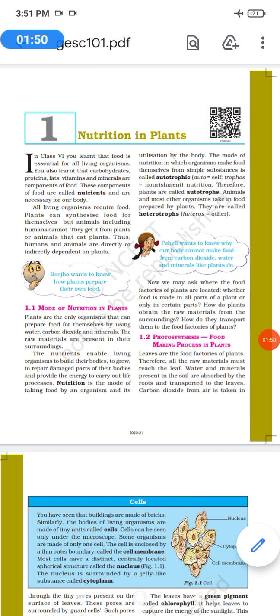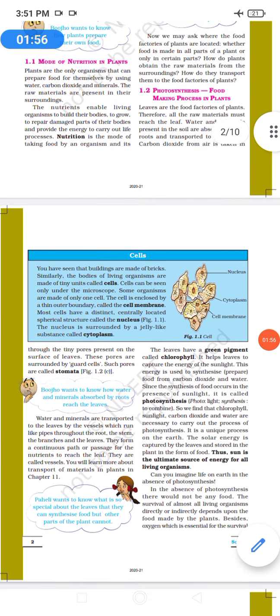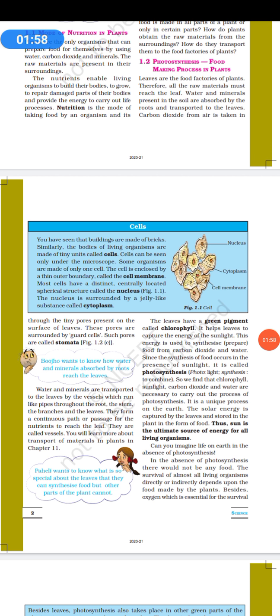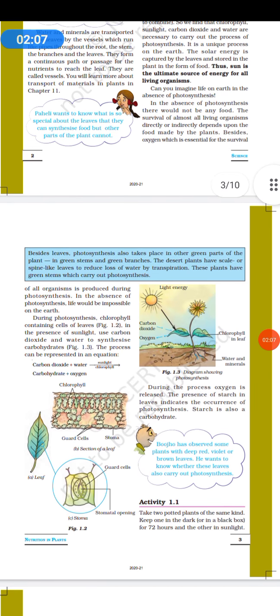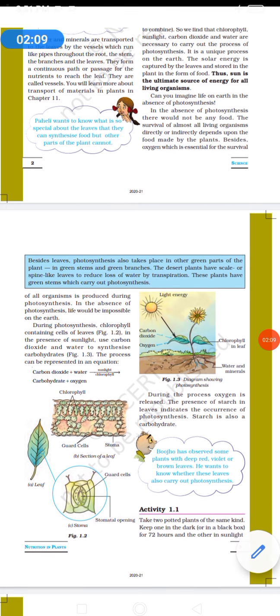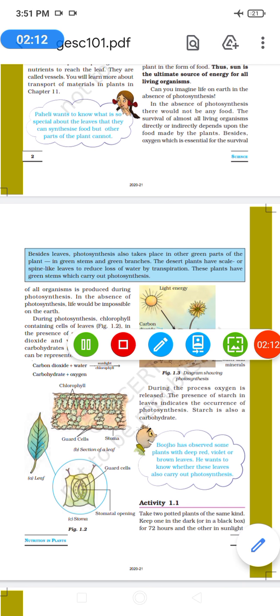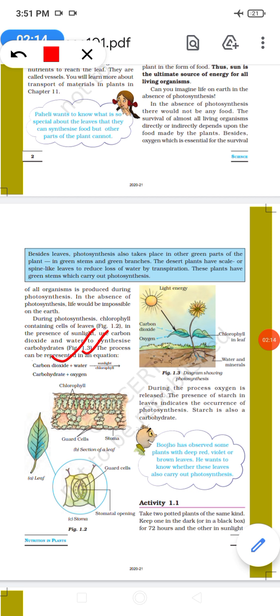Alright, so now coming to the autotrophic mode of nutrition, because when we are talking about nutrition in plants, we know that most of the plants follow the autotrophic mode of nutrition. So how do plants make their food? They make their food by photosynthesis. We know that plants require carbon dioxide, water, sunlight, and chlorophyll. All those are required by the plants to make their food.